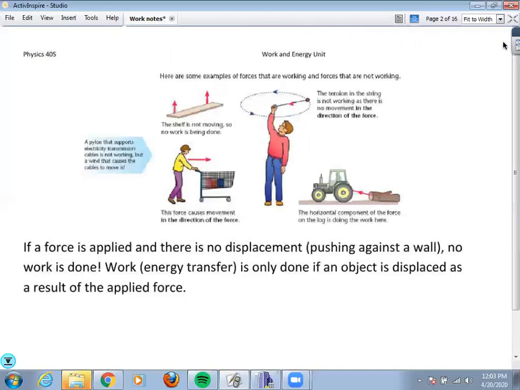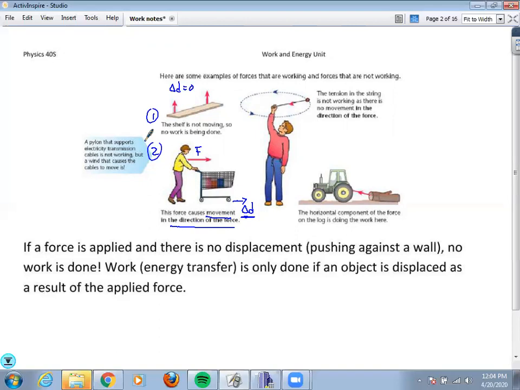Okay, so some examples of forces that are working or not working. Here, number one, we look at the shelf. The shelf is at rest, so no work is being done. Delta V equals 0. Number two, the person pushing the cart. F is applied here. The cart moves, delta D. So there is work being done because there is movement in the direction of the force, i.e. a displacement. So example number two, the force is doing work.